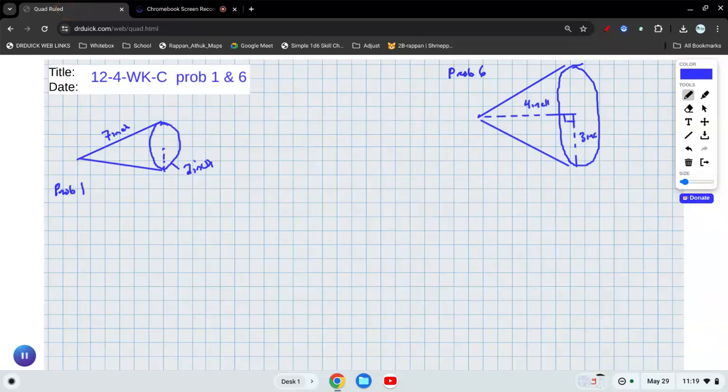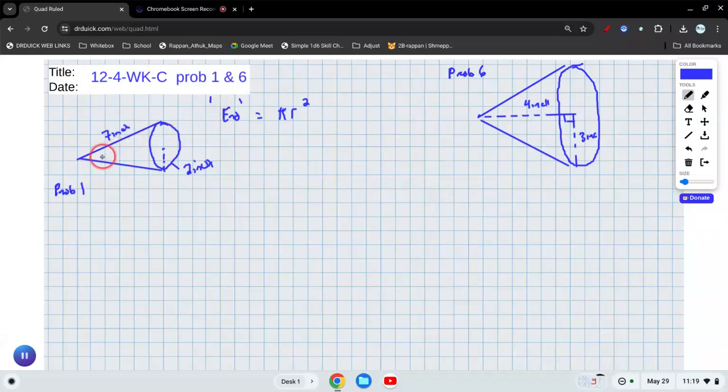Okay, I'm going to show you the surface area of a cone. The formula for this is fairly easy. First of all, we know the area of a circle, which would be the base, I'm just going to call it the end, is going to be pi r squared.